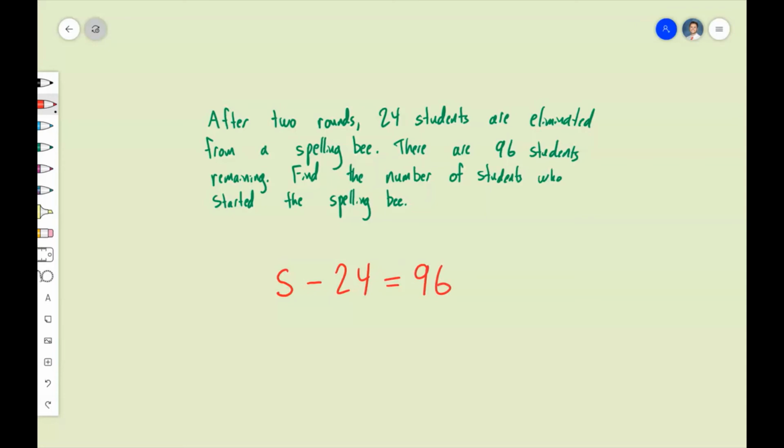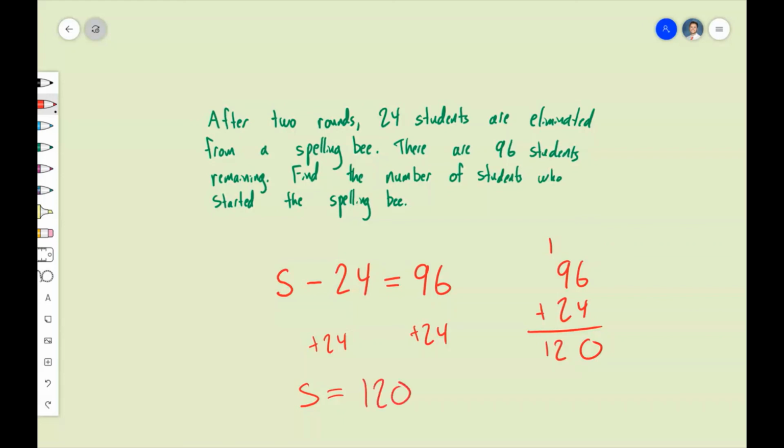Now, if I wanted to solve this, I know that I started with some number S of students, and then I subtracted 24, and now I have 96 students remaining, so I want to know how many I started with. So if some number minus 24 equals 96, then I know that 96 plus 24 would tell me this number S of students that I started with. So I can add 24 here. The number of students I start with would be 96 plus 24, and I would get 120 students.